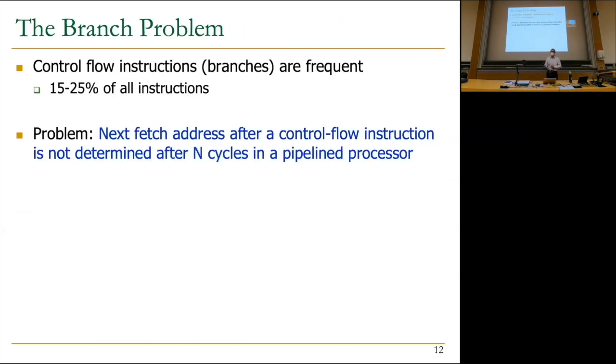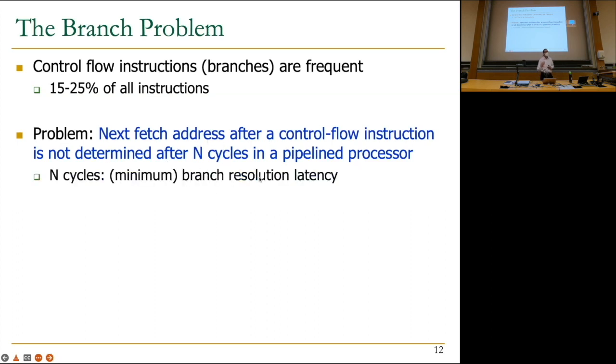But before we go into different methods of branch prediction, let's try to understand why this is so important. Why have people tried to design better branch predictors for decades and decades, and they're still trying to? Control flow instructions are actually quite frequent. Depending on the program you write, they could be 15 to 25% of all instructions. And the next fetch address after a control flow instruction is not determined until n cycles later in a pipelined processor. I'm going to provide some definitions. This is called the minimum branch resolution latency.